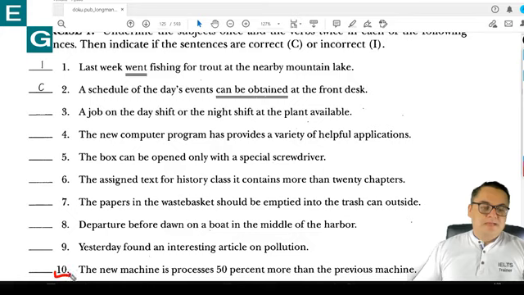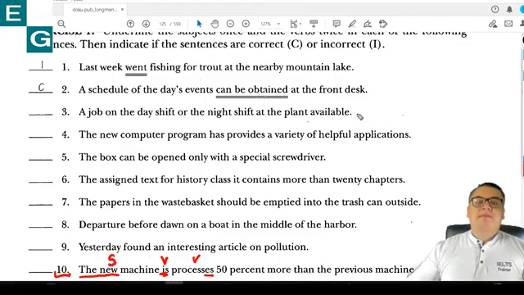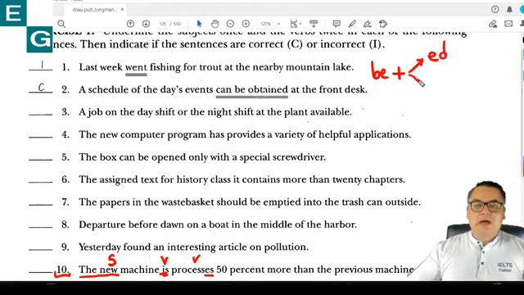Number 10. It says the new machine is processes. In this sentence, I have two verbs. The new machine is my subject. If I have the verb to be, the next verb has to end in either ed or ing. This is the ending I need for the following verb immediately after the verb to be. So I have two verbs in simple present. It is similar to what we have here. So this sentence is incorrect.